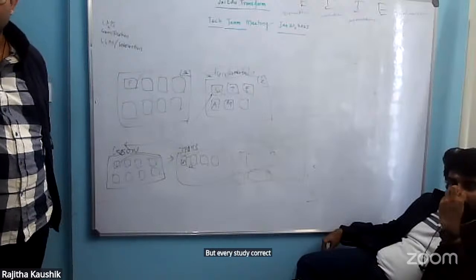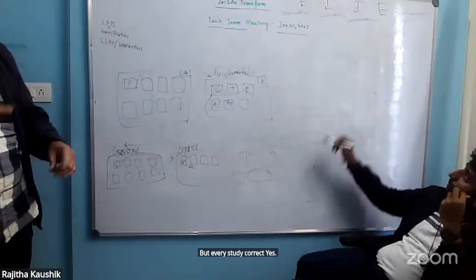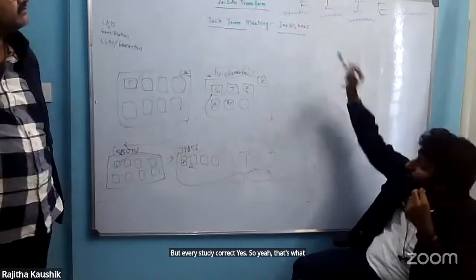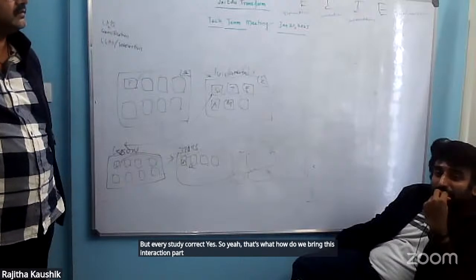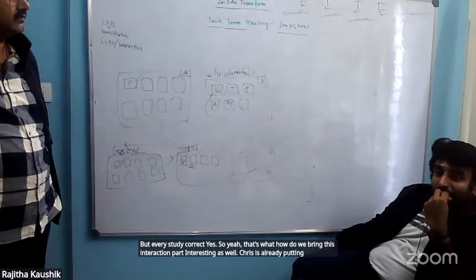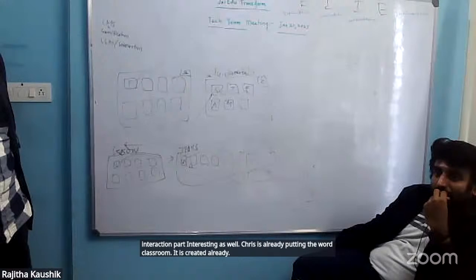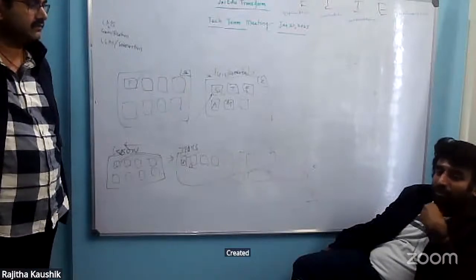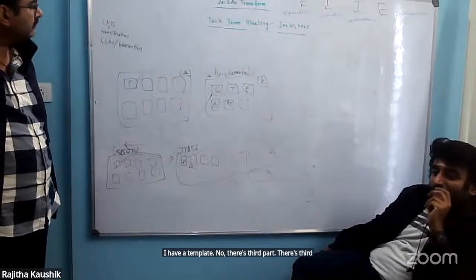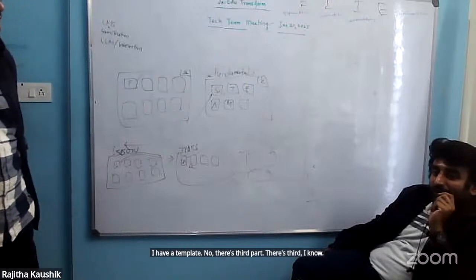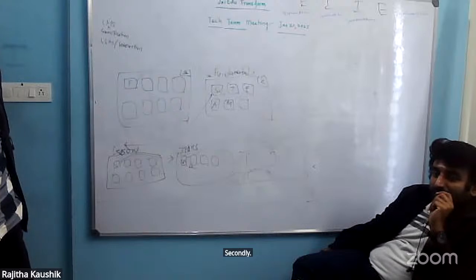Correct. So how do we bring this interaction part? Interaction is the quiz, no? The quiz is already put in the Google Classroom. It is created already. I have a doubt. That is the third part. One is the implementation; second eye, first eye.